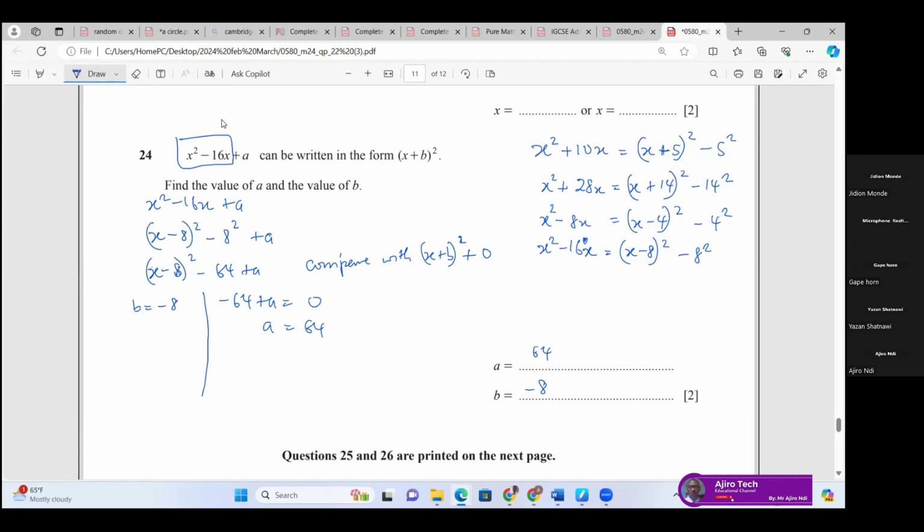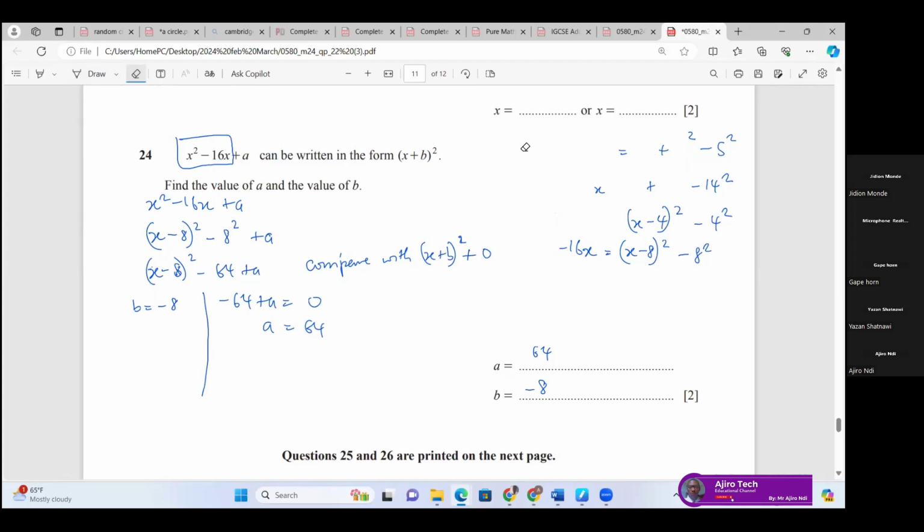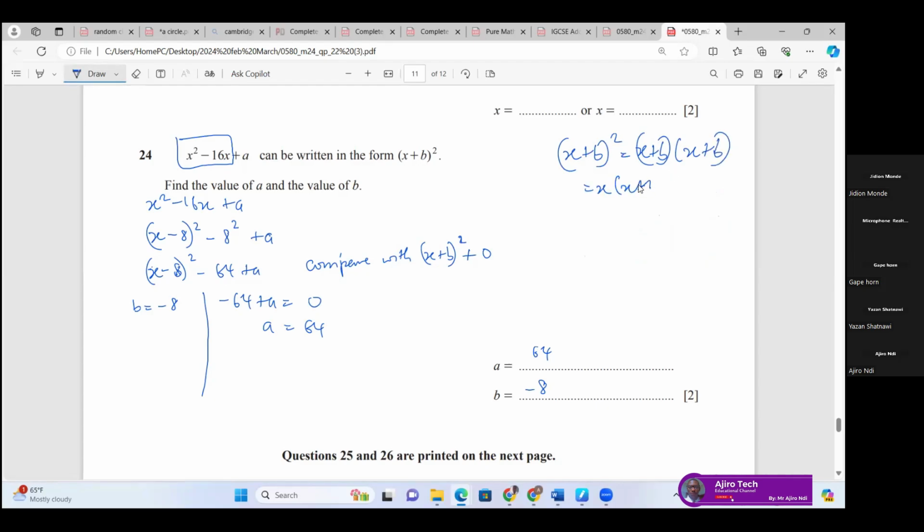If I don't remember completing the square, I can just expand the other one and then compare. That might be quite a work to do. But if I want to expand it and compare, x plus b all squared is x plus b into x plus b. This will give me x into x plus b, and then plus b into x plus b. Multiply x times x, x squared, x times b, bx, and that bx, then b squared.